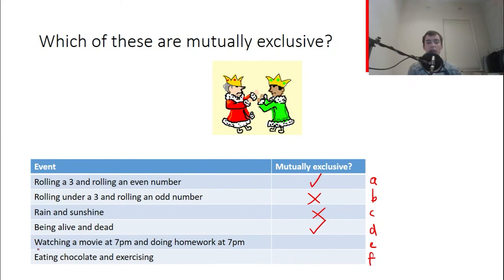Okay. Watching a movie at 7 p.m. and doing homework at 7 p.m. Different people have different opinions on this. I don't think you can really do that. I don't think people can really multitask properly. But I'll leave that a question mark because you can all have a debate on that if you want to. Eating chocolate and exercising, technically you can do both, so it's not mutually exclusive. It's not either one or the other.